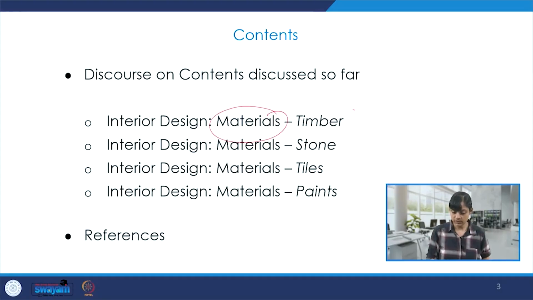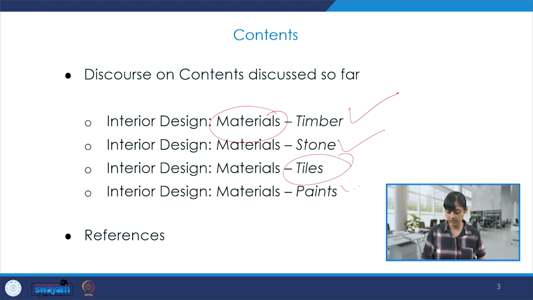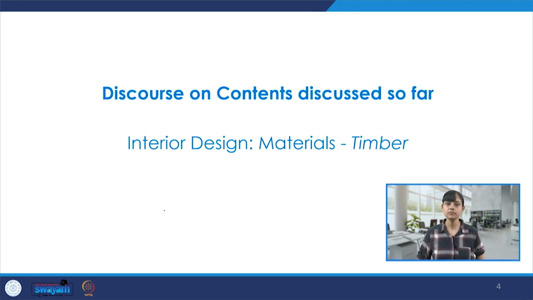So we talked about timber, then we talked about stone, tiles, and paints. And we talked about a lot of variations within these. And we saw some applications, technical specifications, construction details, laying methods, some case studies. So all of that I am just trying to give an overview of along with some references. So let's begin the summary focusing on materials, and I'm just starting with timber.